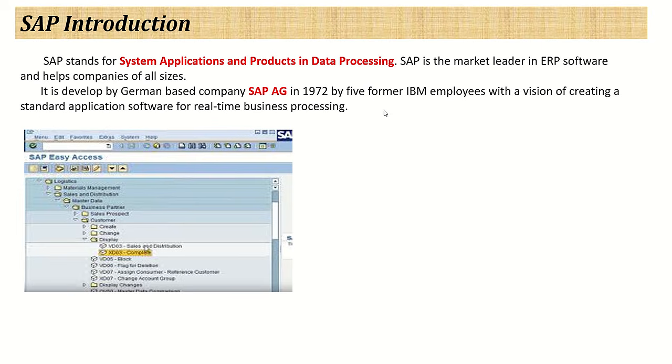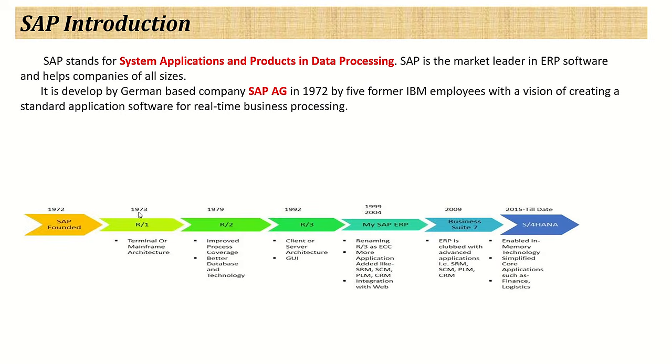Okay, so initially they released the product that is with the R. Okay, so let's see here. So in 1972 they founded the company. Then they initially came up with a small solution that is R. Here R stands for real time. Okay, their intention was to create a software which will provide real-time business processing. Okay, so first they came up with R1, R2, but the first two, we can say, were not a success.